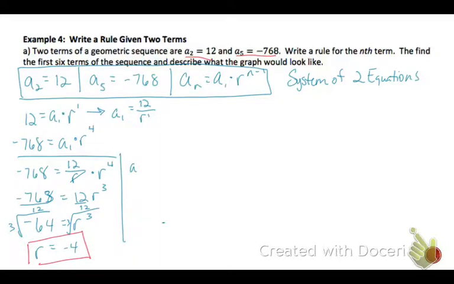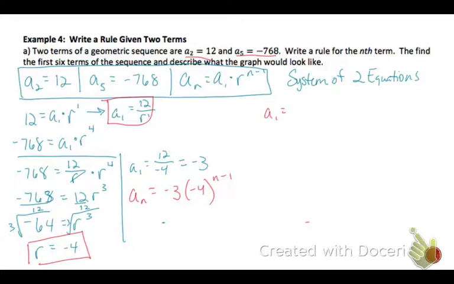That's our multiplier. We need to find our first term, so let's use our equation that we have solved for here and plug it in. So a sub 1 equals 12 over negative 4, a sub 1 equals negative 3. So now writing our rule, our first term's negative 3, our ratio is negative 4, and then raised to the n minus 1.